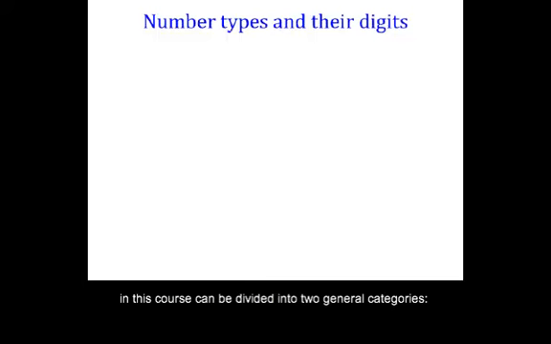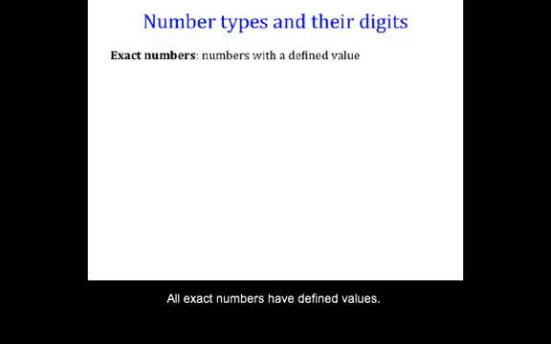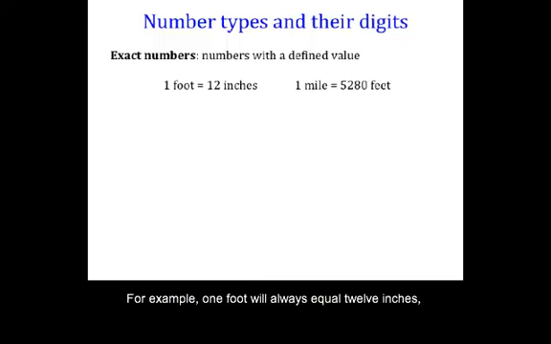The types of numbers in this course can be divided into two general categories: exact numbers and inexact numbers. All exact numbers have defined values. For example, 1 foot will always equal 12 inches, and 1 mile will always equal 5,280 feet. In each of these two conversion factors, the ones are exact. 12 inches is also exact, and so is 5,280 feet. Exact numbers are relatively easy to deal with because those values never change when we do calculations. We can say that exact numbers have certainty.